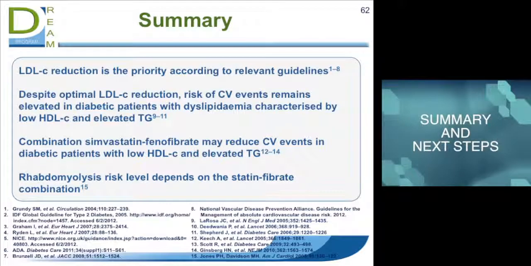To summarize the key outcomes from the e-learning module, reduction of LDL cholesterol is a priority which is supported by national and international guidelines. However, despite optimal LDL cholesterol reduction, the risk of cardiovascular events may remain elevated in diabetic patients with dyslipidemia, characterized by elevated triglycerides and low HDL cholesterol. In these patients, the combination of simvastatin and fenofibrate may be useful in reducing the residual cardiovascular risk. The risk of adverse events, specifically rhabdomyolysis with combination therapy, is dependent on the statin-fibrate combination used. This is an important consideration when prescribing combination therapy.